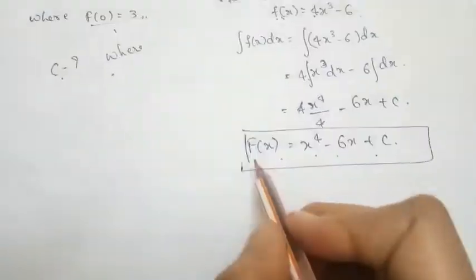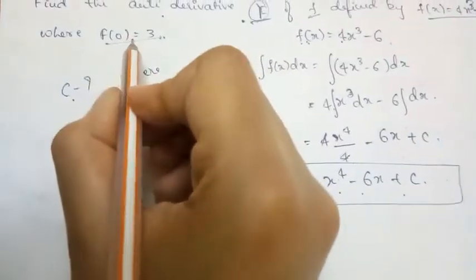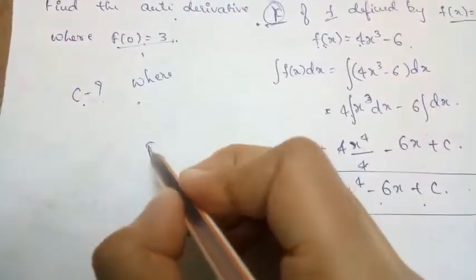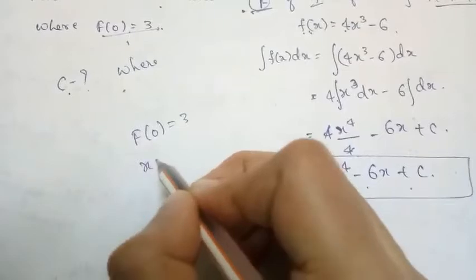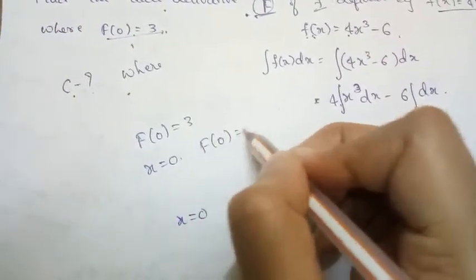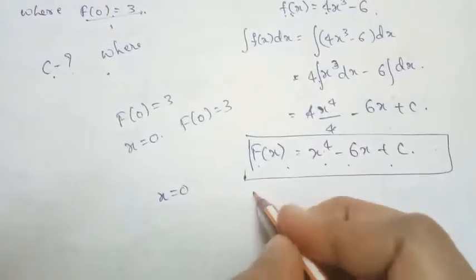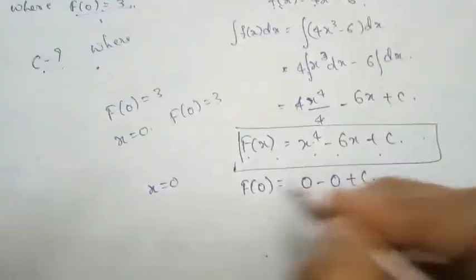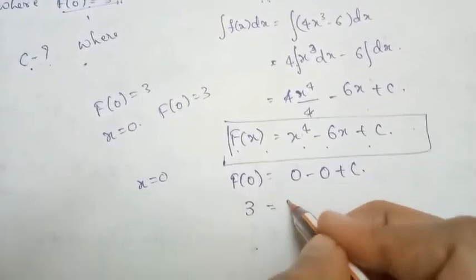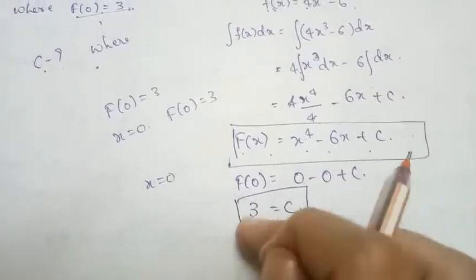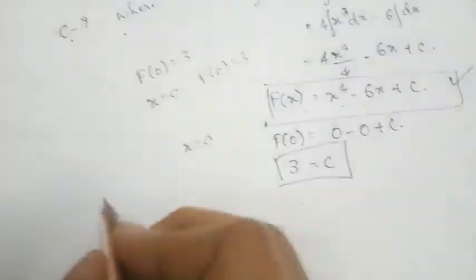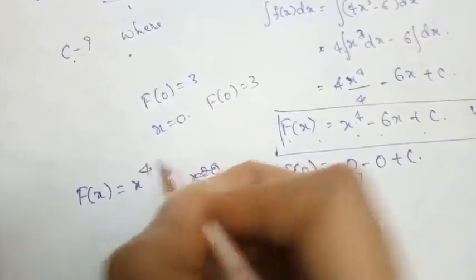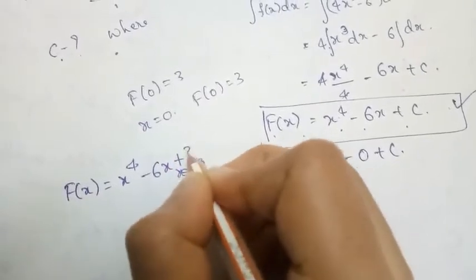You can see here, we know the antiderivative and they have given one point. Now substituting that point, that is x is equal to 0, F of 0 is equal to 3. So substituting that, F of 0 is equal to 0 minus 0 plus c. What is the value of F of 0? It is 3. So now I got the value of c as equal to 3. So the antiderivative of the given function is x power 4 minus 6x plus 3.